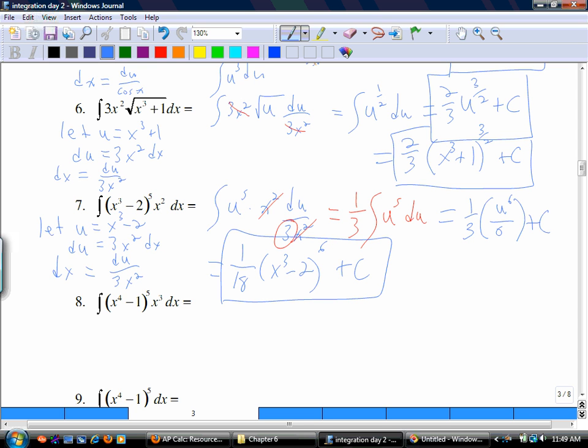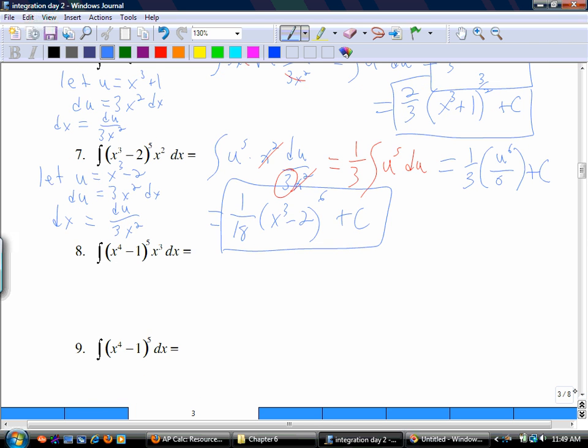Good? Yeah, because I had a 1/3 here, and then I have a u^6 over 6, so 3 times 6 is 18. Yeah, just put the coefficients together.